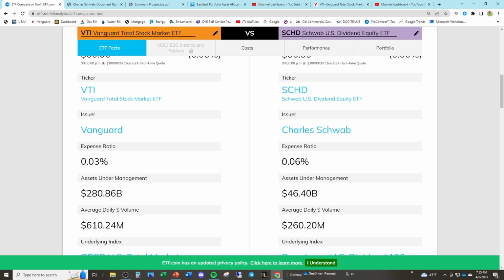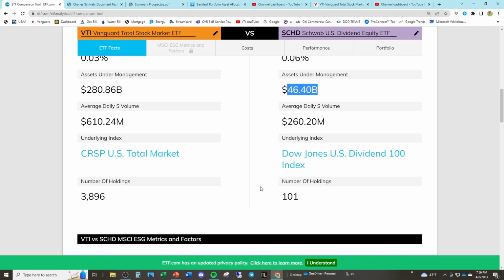So the first thing I notice is that VTI has a 0.03% expense ratio, while SCHD has double the expense ratio. But they are both extremely, extremely small. I'm not going to sit here and say SCHD is bad because of the expense ratio, even though it is double the Vanguard expense ratio. If you own either one of these ETFs, you're getting access to a basket of securities for a very, very low cost, okay? Assets under management, both very large. Obviously, VTI is way more popular than SCHD, but you can't laugh at SCHD. It's got $46 billion under management.